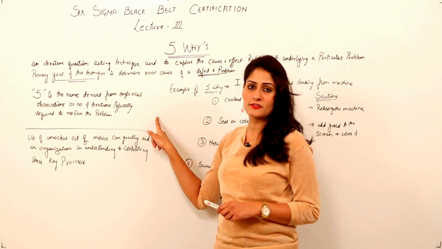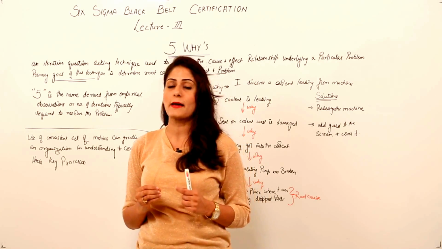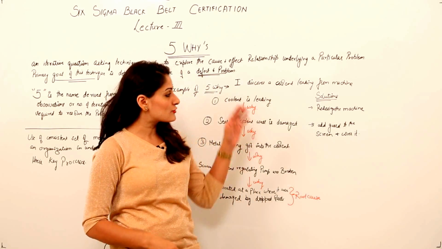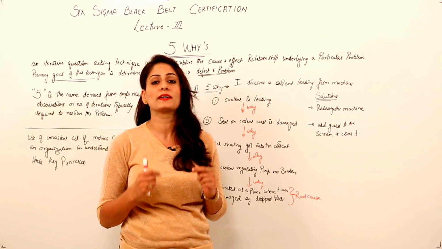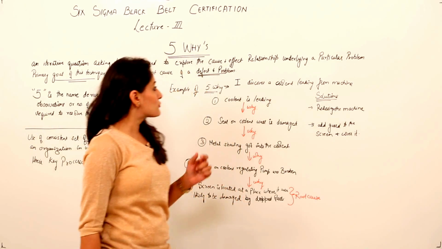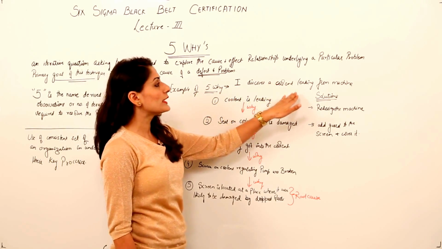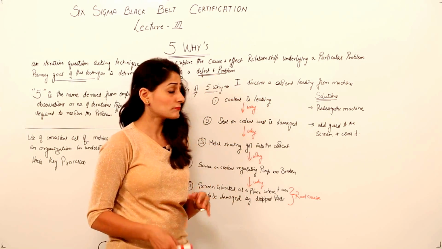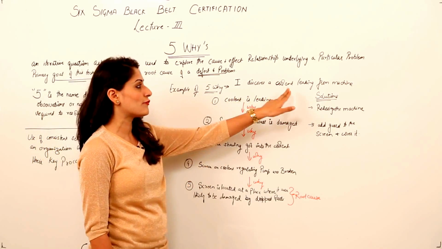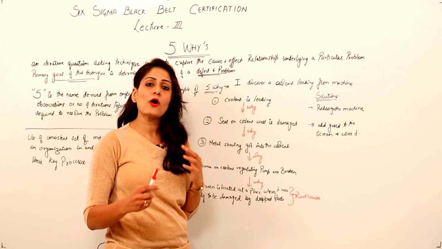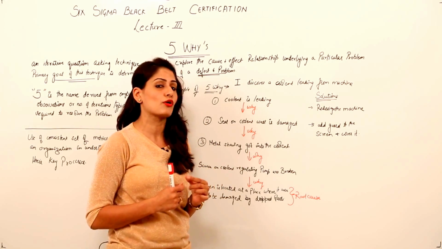To help you understand this better, let me give you an example. It is a very simple and basic example of the 5 why technique, and once you have gone through this example, you will understand how this is a simple technique but a very effective one. So I am just giving an example that I discover a coolant is leaking from a machine. So now I just need to find out the root cause of why this coolant is leaking, and I am going to use my 5 why technique to find out what is the root cause.